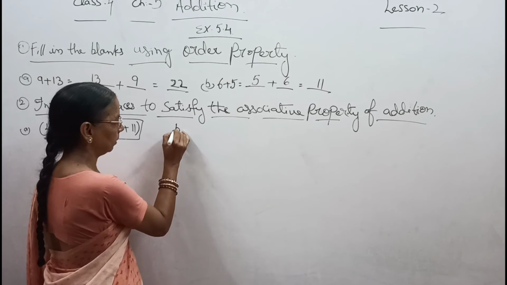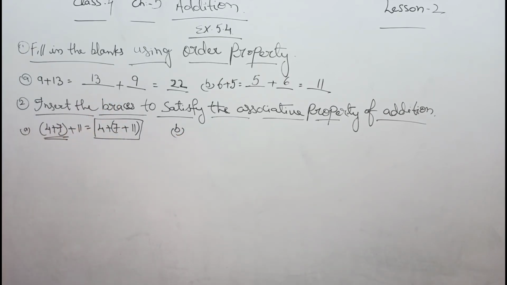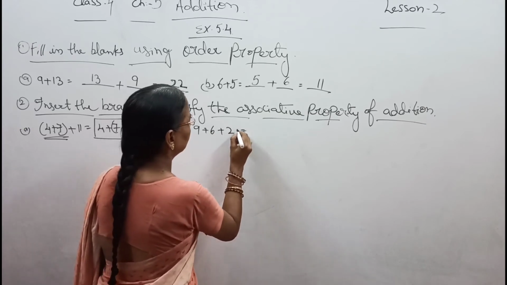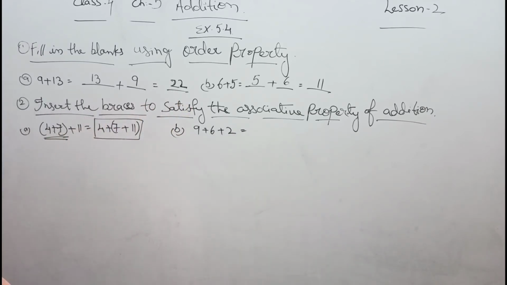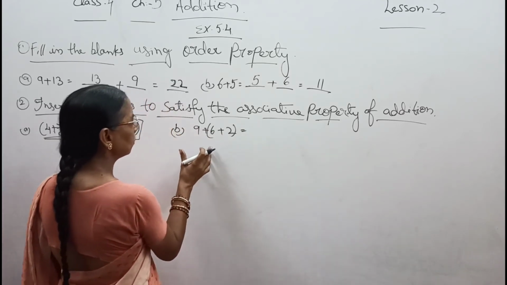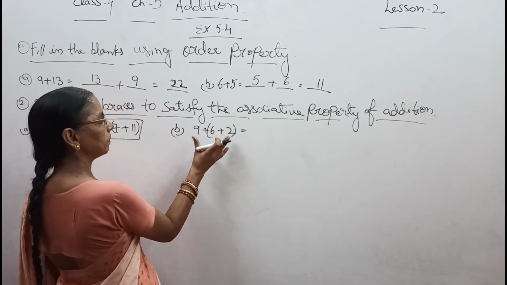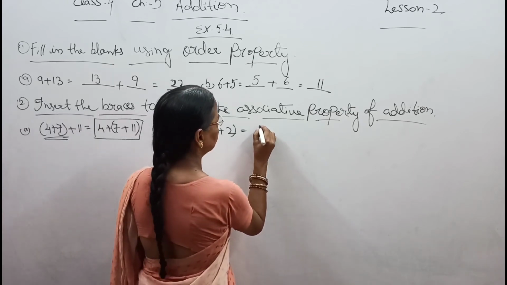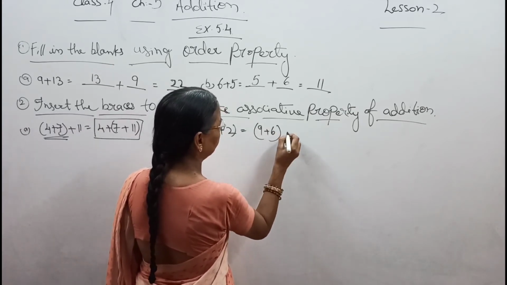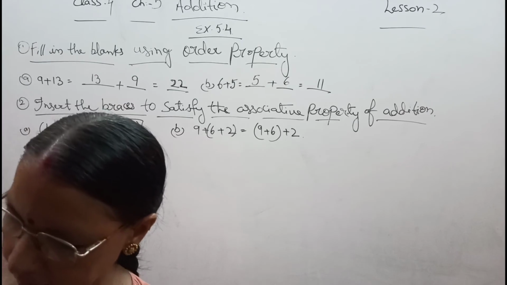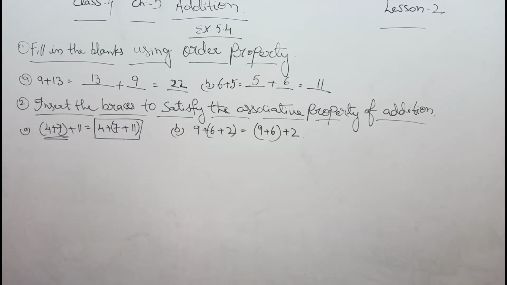In the same way, question B: 9 plus 6 plus 2. The given bracket is 6 plus 2. Then we have to move the bracket from second and third to first and second. That is 9 plus 6 within the bracket, plus 2. Like this we must do the other remaining questions.